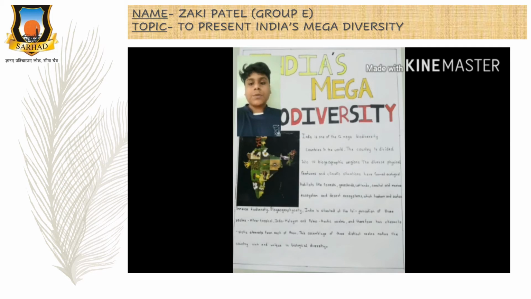Biogeographically, India is situated at the tri-junction of three realms: Afrotropical, Indomalayan, and Palearctic realm, and therefore has characteristic elements from each of them. The assemblage of three distinct realms makes the country rich and unique in biogeographical diversity.